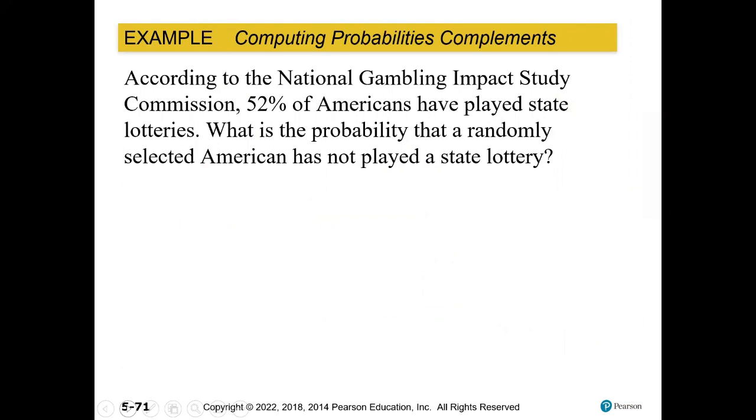According to the National Gambling Impact Study Commission, 52% of Americans have played state lotteries. What is the probability that a randomly selected American has not played a state lottery? Okay, so two ways you can think about this. Full is 100% minus 52% is going to give me 48%.